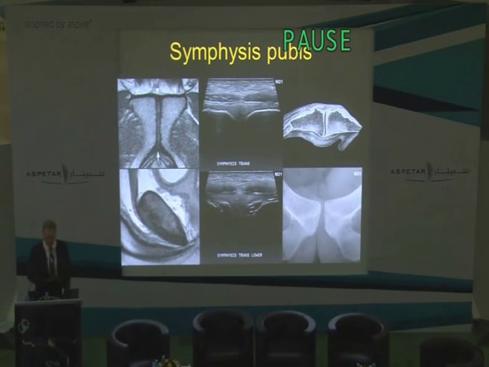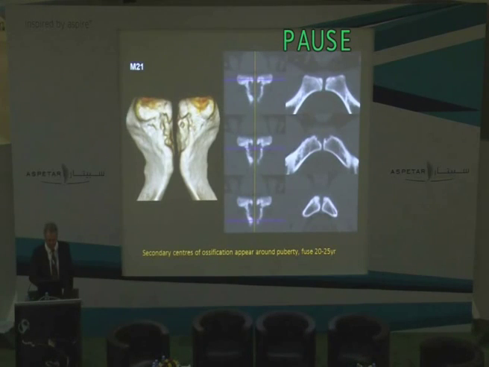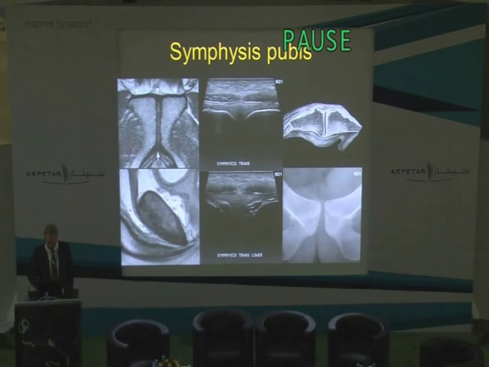So if I begin with the symphysis pubis and we look at the general orientation of this structure, you can see on an MRI in coronal and sagittal plane here that the symphysis angles posteriorly as we go inferiorly by a variable degree, but generally around 45 degrees or so.